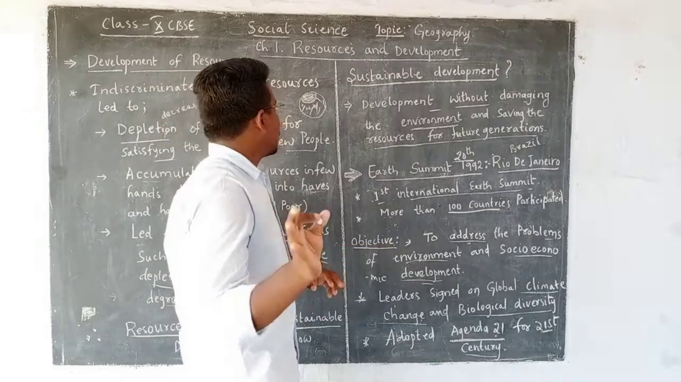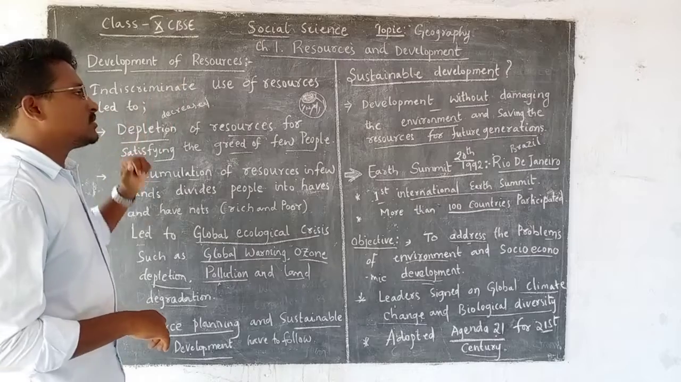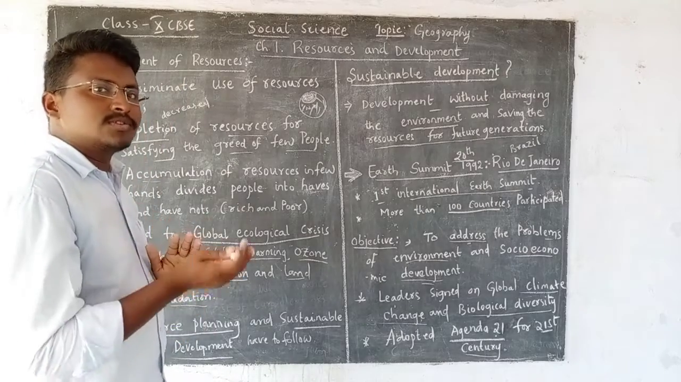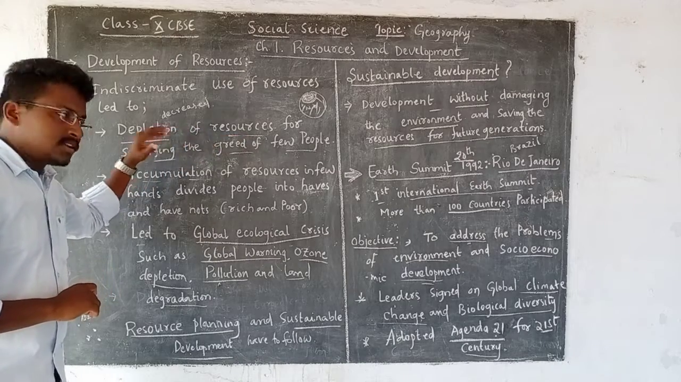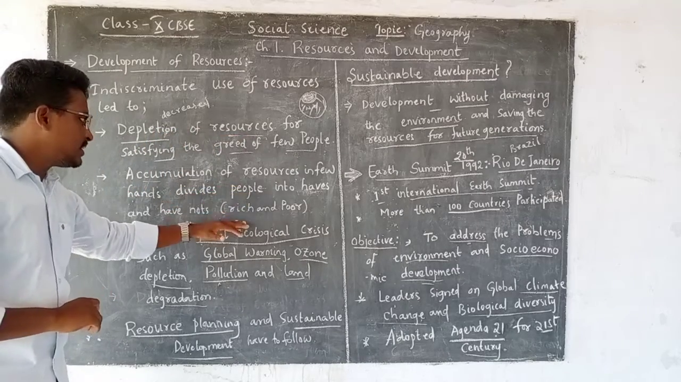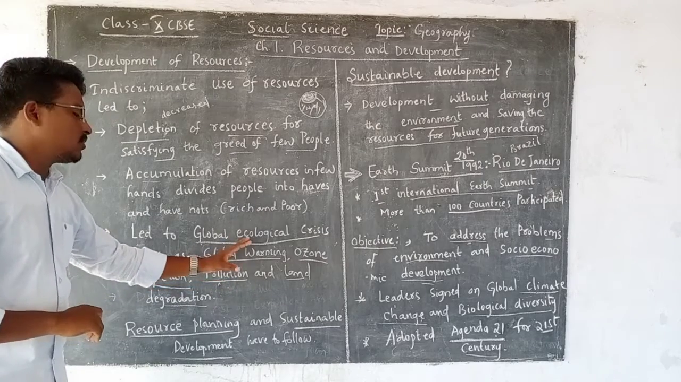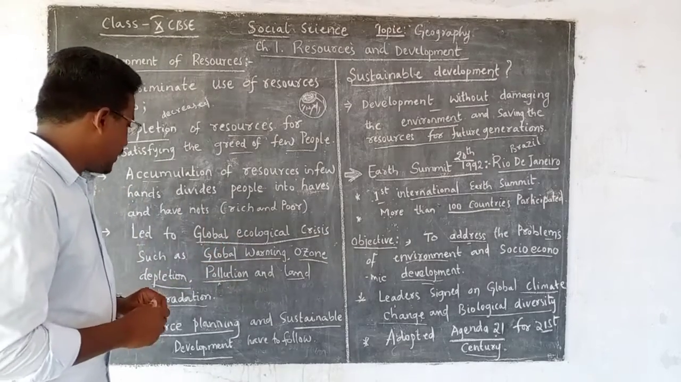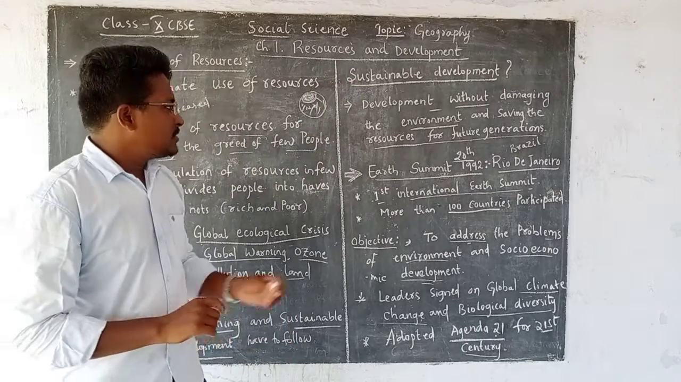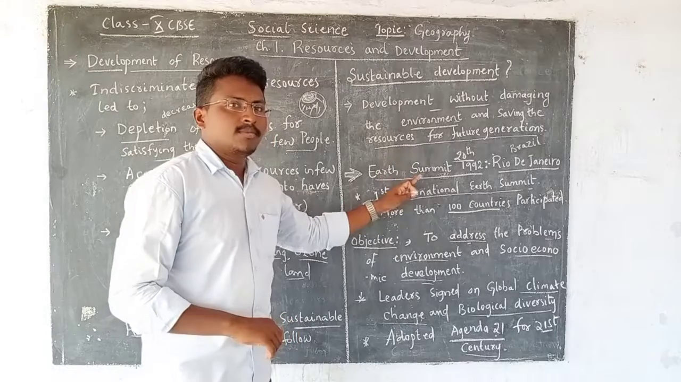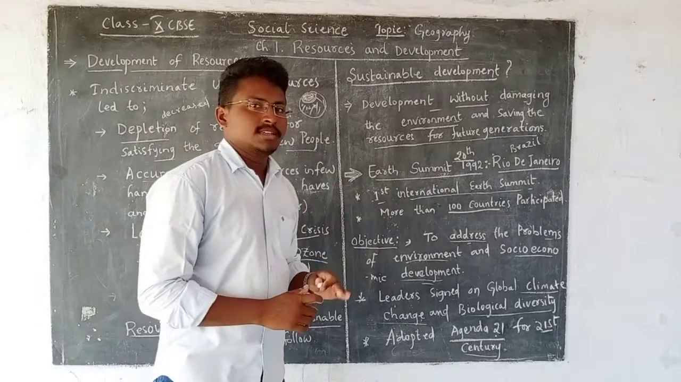So let us quickly recap what we have discussed. If we use more and more resources indiscriminately, or if we overuse resources, what happens? It reduces the resources and divides society into rich and poor. It also causes global ecological change. Then we should follow sustainable development, and the very important thing is the Earth Summit, which happened in the year 1992. So in the next lecture we will see about Agenda 21.